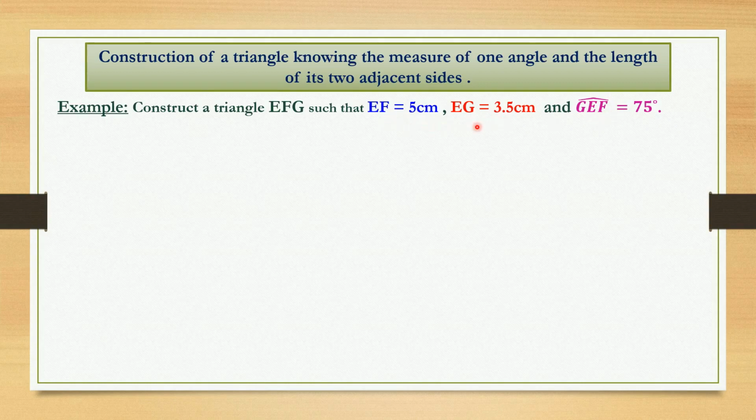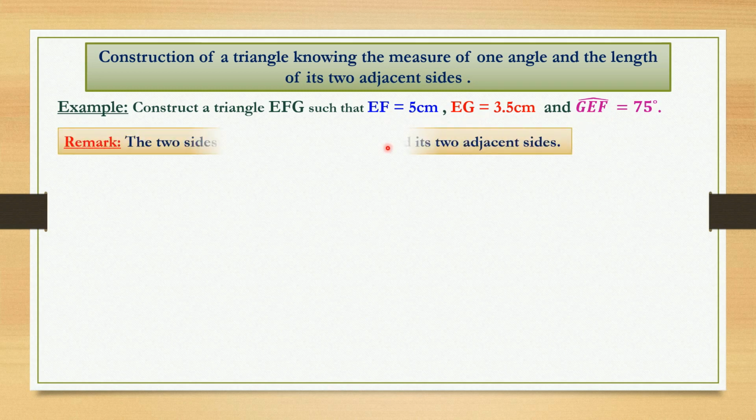two adjacent sides. So also here, the word adjacent has a different meaning. Here, when they gave us the measure of this angle GEF, they gave us the length of its two sides. The two sides of angle GEF are EF and EG. So remark, the two sides of angle GEF are also called its two adjacent sides. The two sides of an angle, we can say that they are the two sides adjacent to this angle in a triangle.